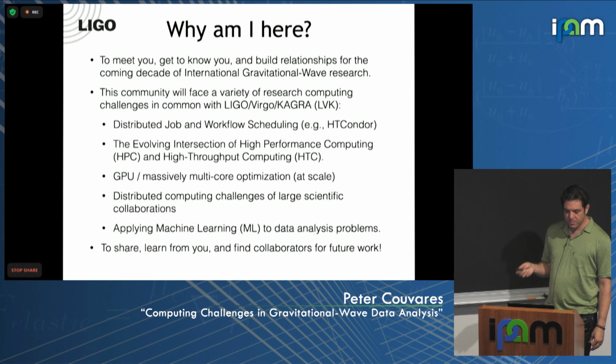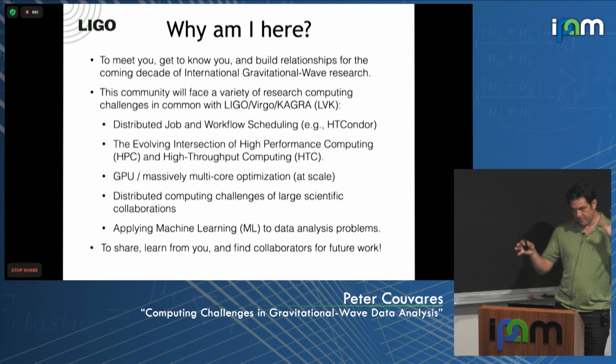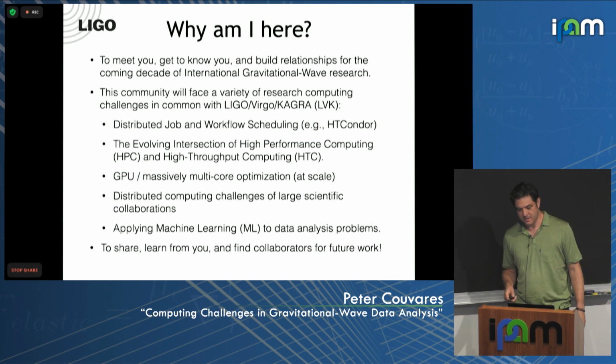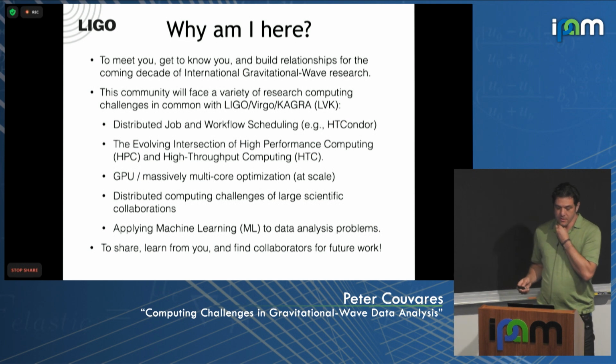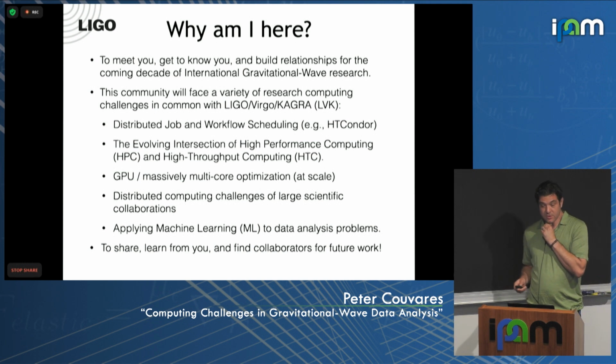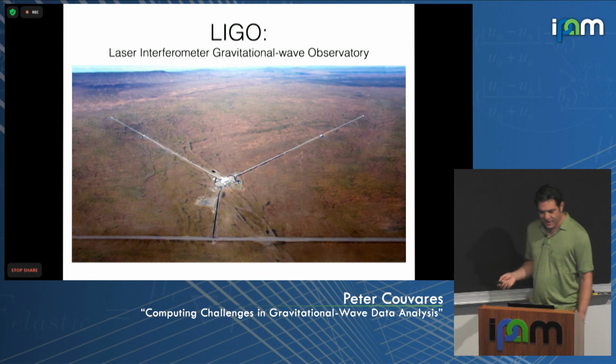There are distributed computing challenges that are very specific to large scientific collaborations that you don't have when you're an individual scientist or a small team. There are problems that are very distinct at that human scale. And finally, one challenge that we're grappling with is how to apply machine learning, which is transforming a lot of data science, to gravitational wave data analysis problems. And really what I want to do is to share what I know, learn from you, and find collaborators for future work. This is just the stock photo of LIGO.